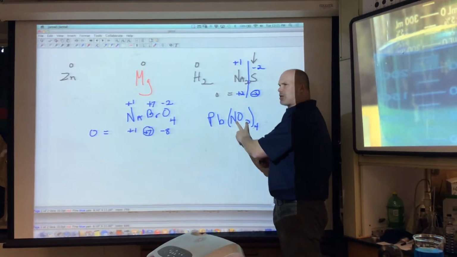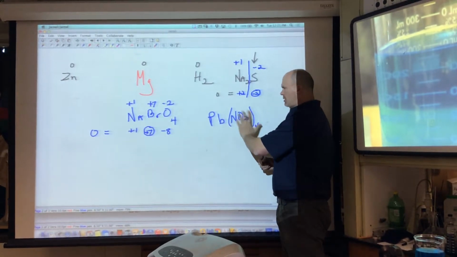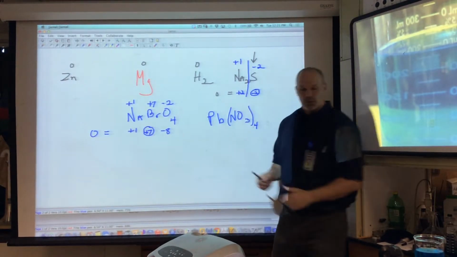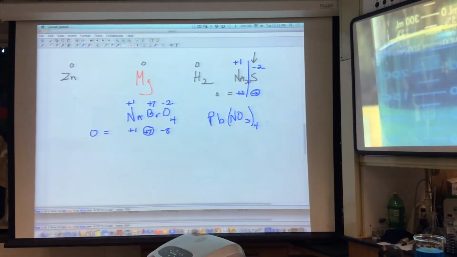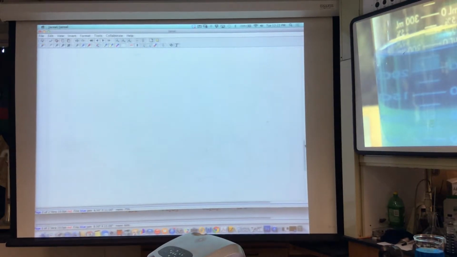I know the entire nitrate ion is what charge? Negative 1. So there's 4 of them. So this is negative 4 overall. What's the charge of my lead? Plus 4. So there's ways to use that like we did before. Now, what if I get a little crazier? What if I do something like this?